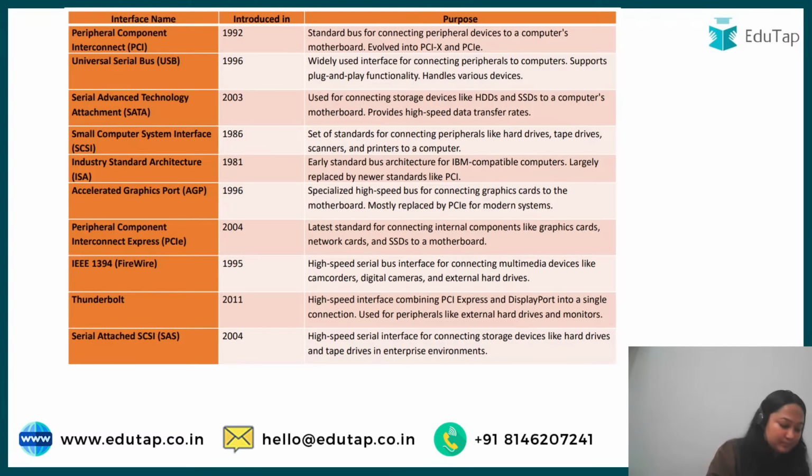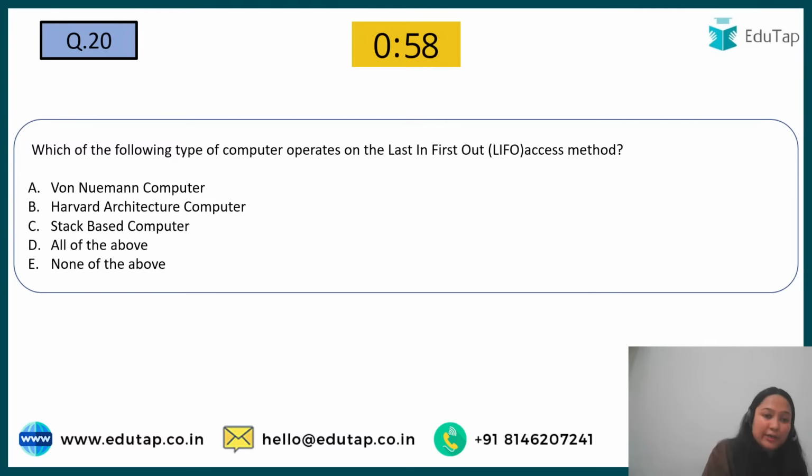All right, very good. Coming to the next question, which of the following types of computer operates on the last in first out, LIFO, access method? That means the last instruction that you are giving to the computer will be the first to get processed. Imagine you ask the computer to play music, then you ask it to open a Word file, then you ask it to add 2 plus 3. So first your computer will give you the answer 5, then it will open Word, then it will play the music that you requested. And here your options are von Neumann computer, Harvard architecture computer, stack based computer, all of the above, none of the above.